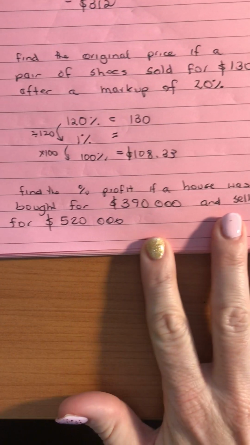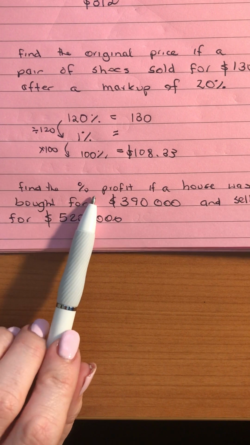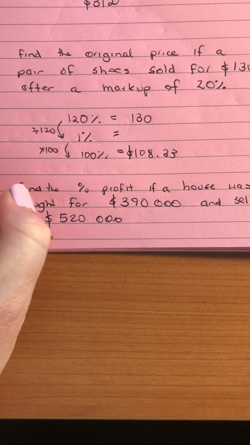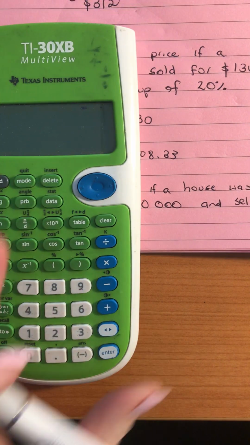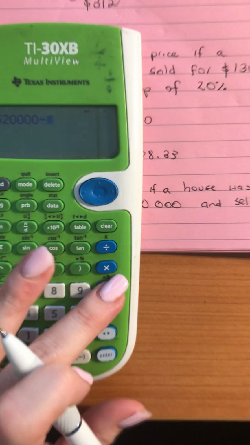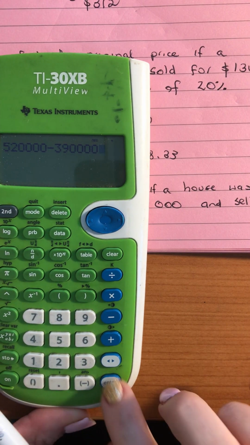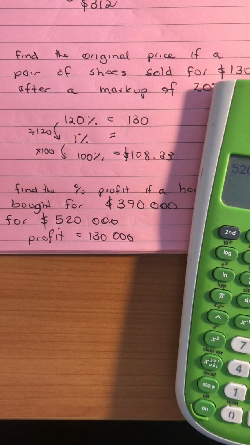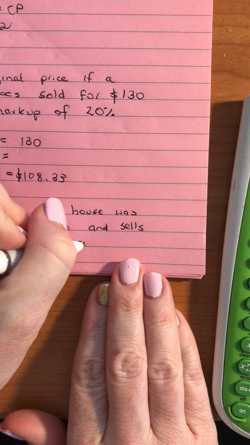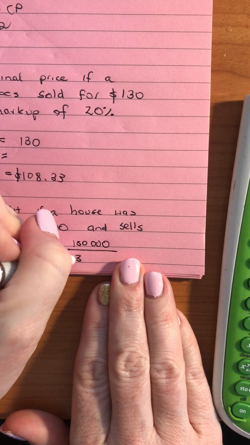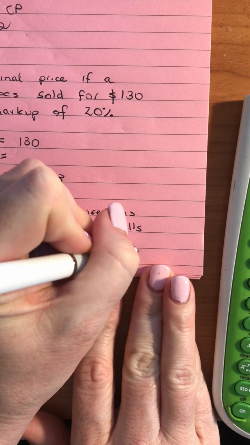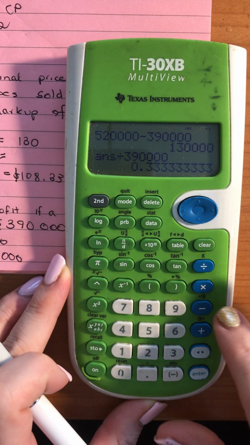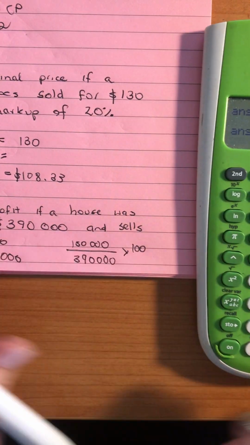The last one on this page, we've got find the percentage profit if a house was bought for $390,000 and sells for $520,000. So obviously we need the profit first, where we'll do our $520,000 take our $390,000, and we get $130,000. And then what we're going to do is grab that 130,000. We're going to divide it by what it cost us, which is the 390,000, and times by 100 to convert that to a percentage. And we've got 33.33%.